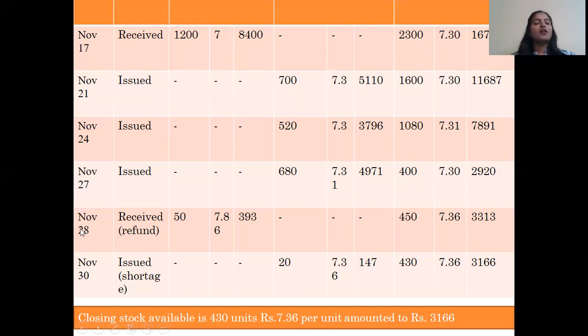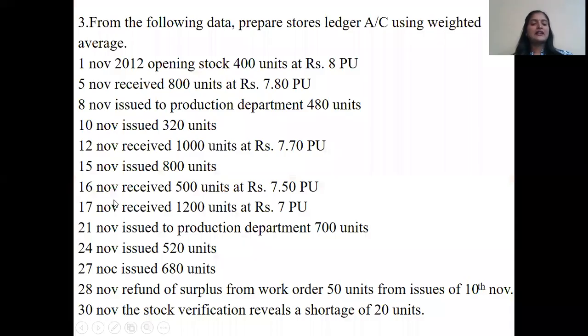Next, on November 28th, look at the problem here. As I told you in the beginning itself, if there is any refund of surplus, that should be taken to the purchases or receipts from the work order, 50 units. That is a refund of surplus. That is returning back to us. Surplus is a receipt for us, from the issues of 10th November. The units were issued on 10th November.